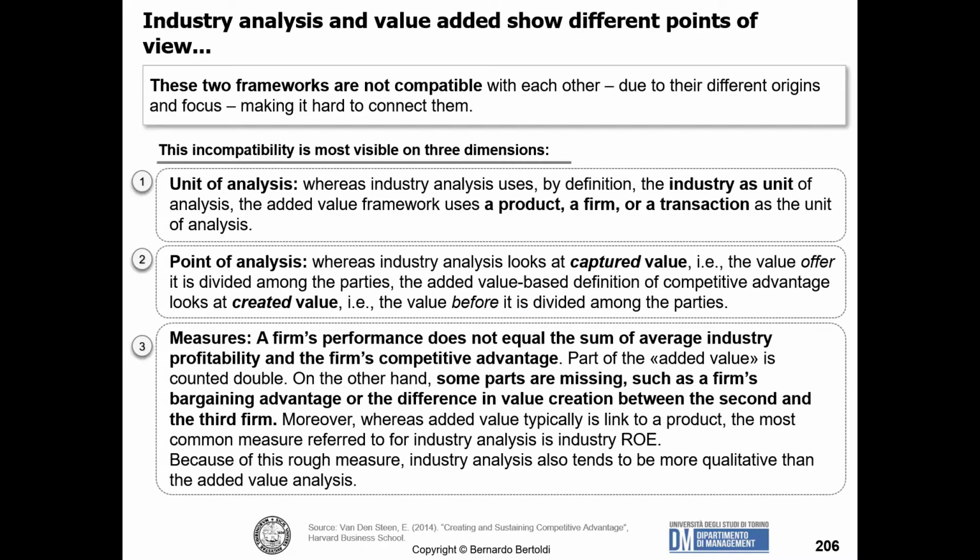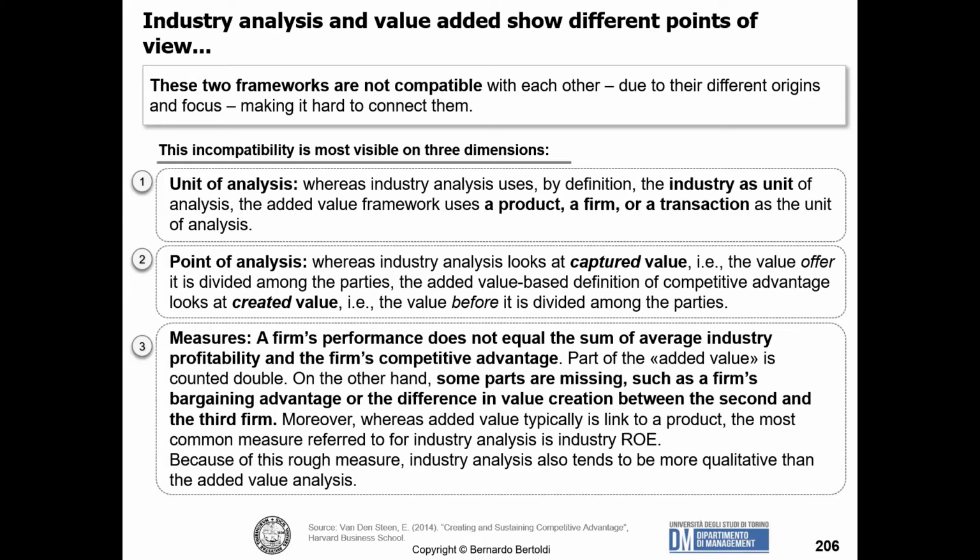So if we look at industry analysis, Porter's 5 forces model, we see that there are different points of analysis, different performance analysis vis-a-vis the Brandenburger value system framework. We can see that the unit of analysis is different: industry vis-a-vis product or single firm. The point we look at is different.